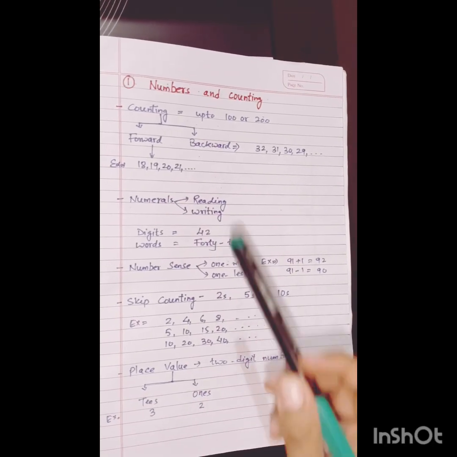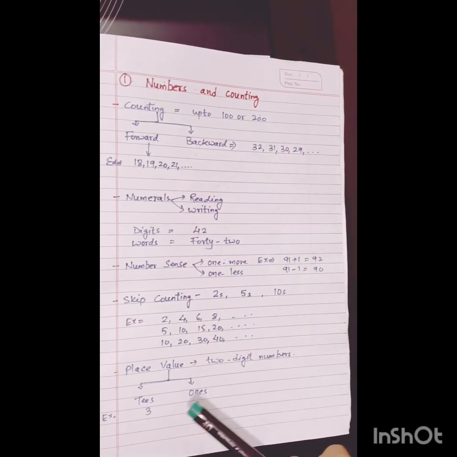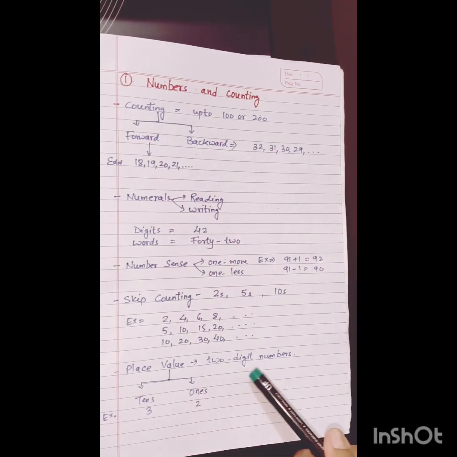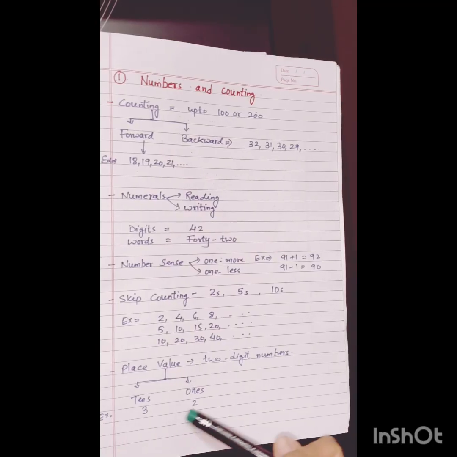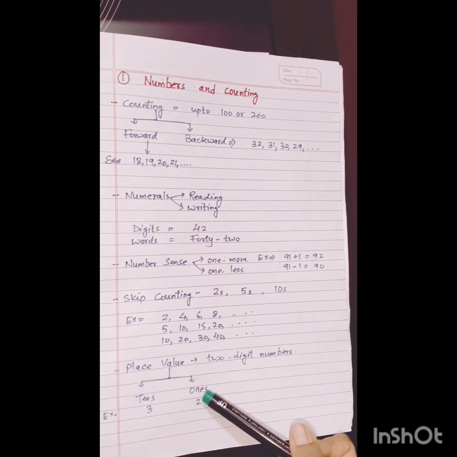Then lastly, in numbers and counting, a child will learn about the place value of two-digit numbers, that is ones and tens. Example, a number 32. It has two ones and three tens.